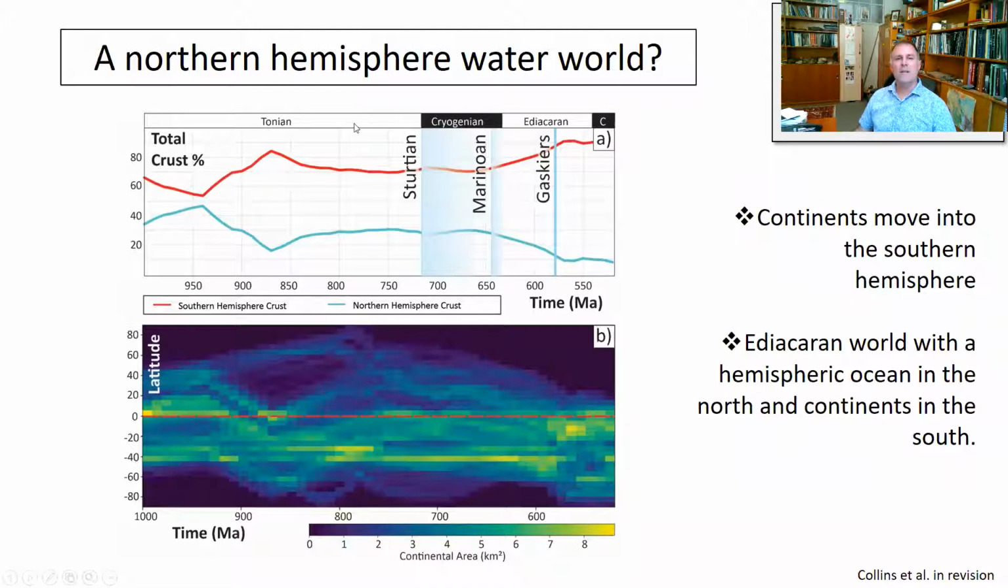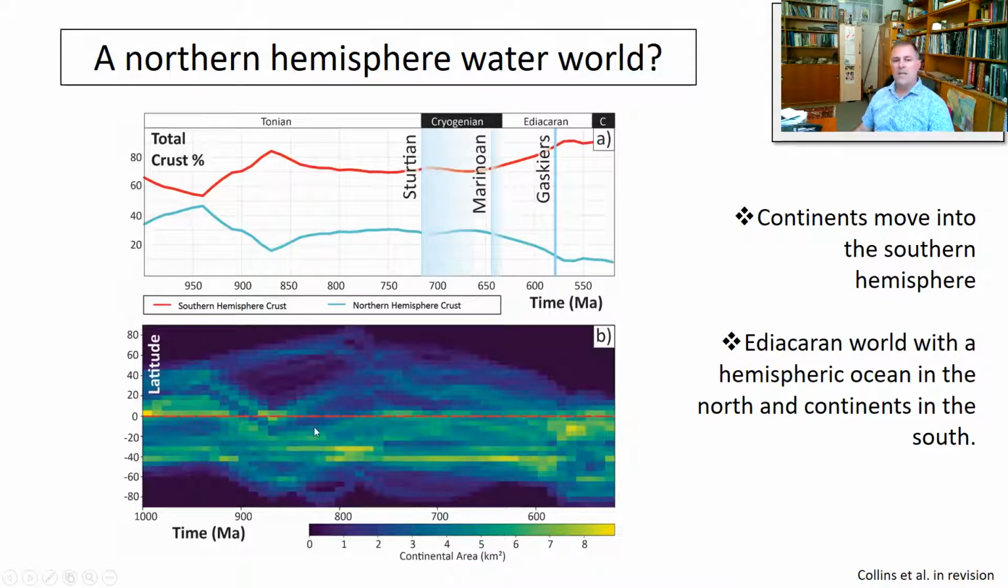So what does that lead on to? That leads on to, as I said, this northern hemisphere water world. These are just two plots taken directly from the Meredith et al. 2020 reconstruction, just looking at the amount of continental crust, I should say, not total crust, total continental crust in the northern hemisphere in blue, and in the southern hemisphere in red. And what we're seeing here is the crust moving to the southern hemisphere and really getting away from the northern hemisphere, and I've put on the different glaciations of the Neoproterozoic here as a bit of a reference.